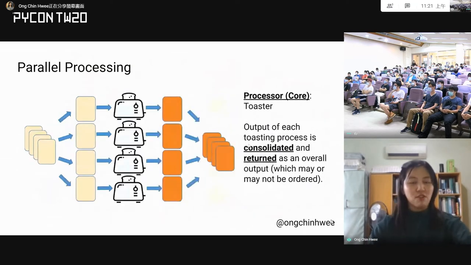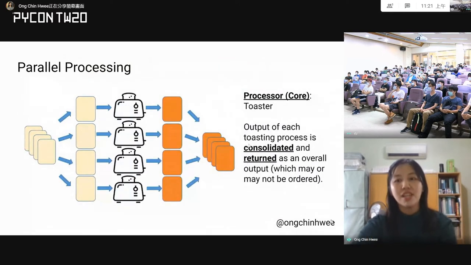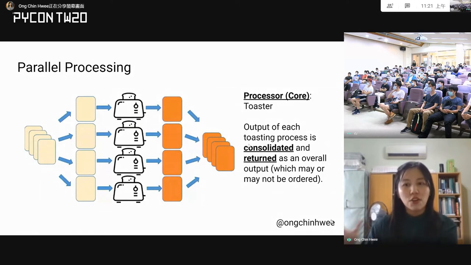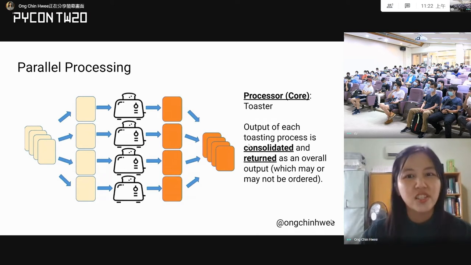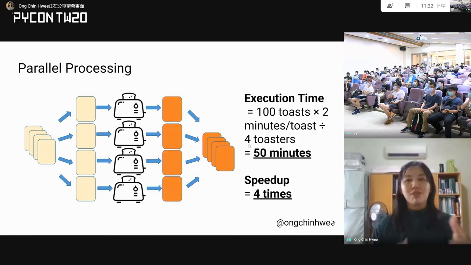And then after we get the output from each toasting process, we consolidate the results and return it as an overall output. And because we don't really need to care about the order, we need to take into account that if you're doing parallel processing, you cannot focus so much on whether your output is going to be ordered. With parallel processing, the execution time will be 50 minutes, and that leads to a speedup of 4 times.